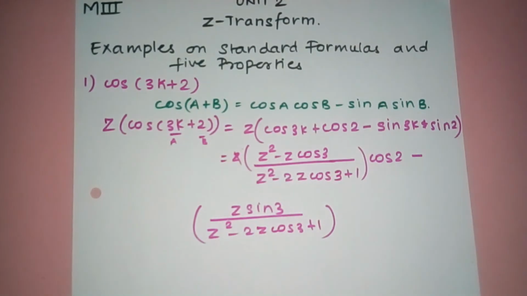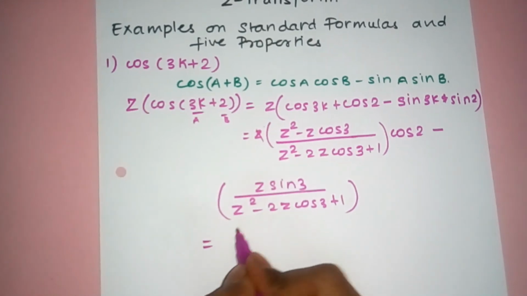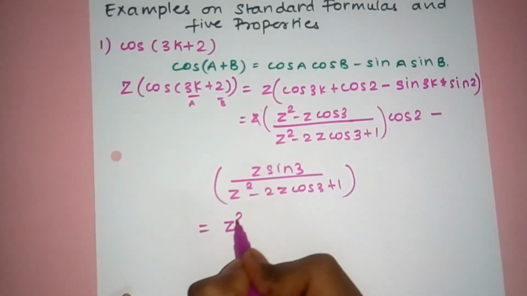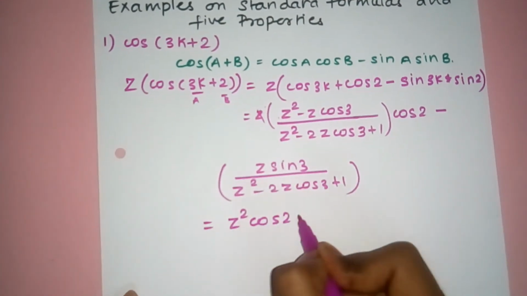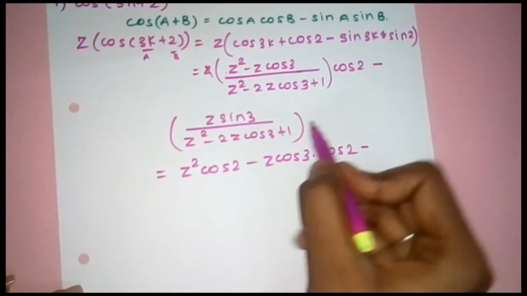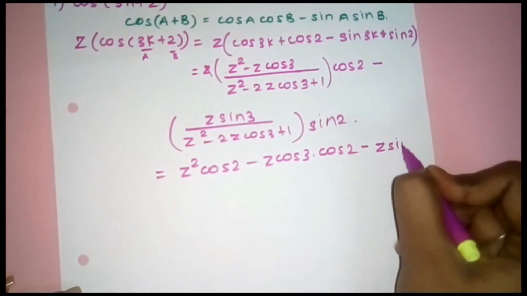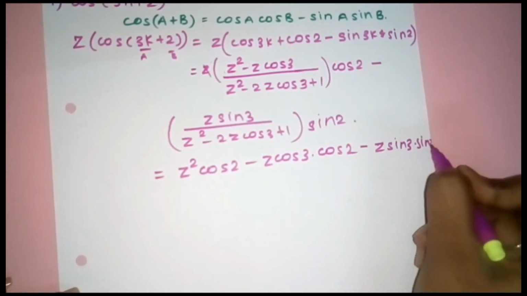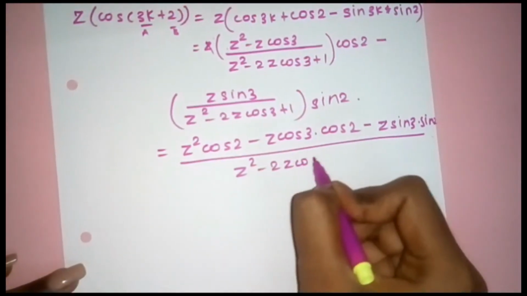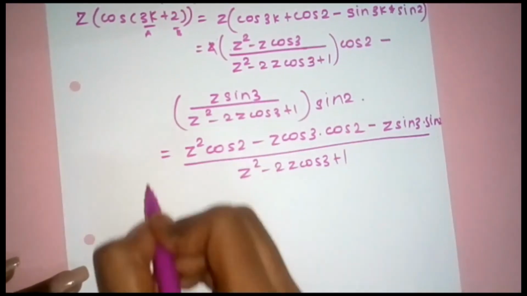So now we have the same denominator over here, so we can write it together and multiply this cos 2 with per term, that is Z square into cos 2 minus Z cos 3. Now minus over here we have sin 2, so sin 2 multiplied by this will be Z sin 3 into sin 2, upon the common denominator, Z square minus 2Z cos 3 plus 1. So now this is the final answer.